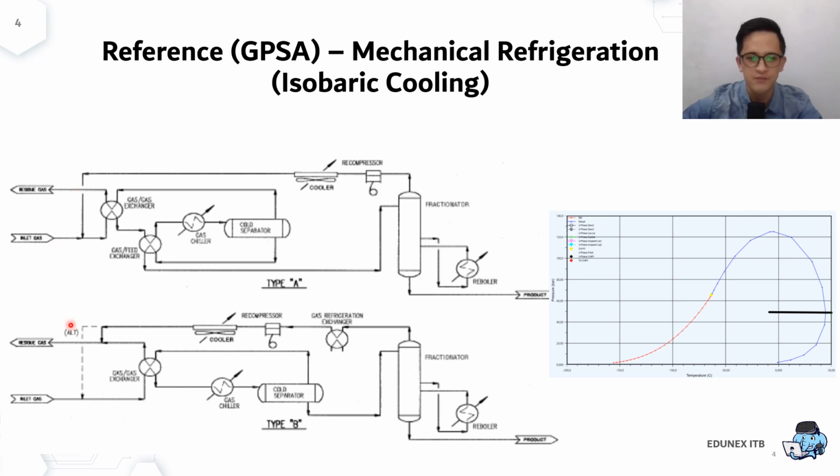So that's the first option. For the second option, there will be some variation in the heat integration, so you can take a look at the detail. For example, now the gas chiller location versus the gas exchanger slightly differs. In this case, we don't recover the cold temperature from the bottom of the cold separator. So that's the main difference. The bottom of the cold separator in type A is sent to the gas feed exchanger. Meanwhile, in type B, the bottom of the cold separator is directly sent to the condensate stabilizer column.